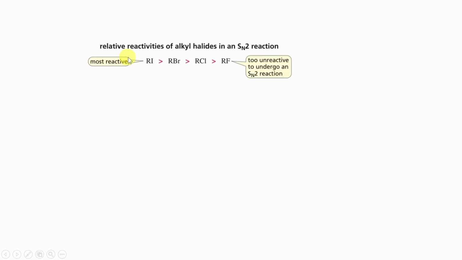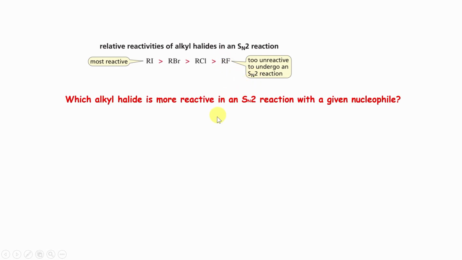So the relative reactivities of alkyl halides in an SN2 reaction can be represented like this. These are the alkyl halides: alkyl iodide, alkyl bromide, alkyl chloride, and alkyl fluoride. Alkyl iodide will be the most reactive alkyl halide in SN2 reaction, and alkyl fluoride is too unreactive to undergo an SN2 reaction. Then consider some examples. Which alkyl halide is more reactive in an SN2 reaction with a given nucleophile? See the first example: 2-bromopentane and 2-methyl 1-bromobutane.